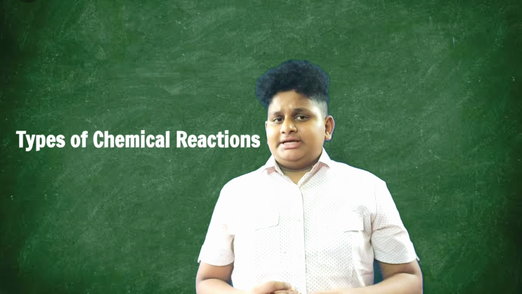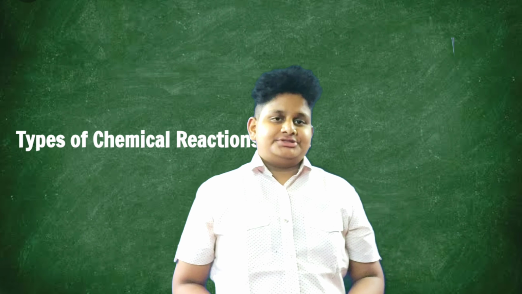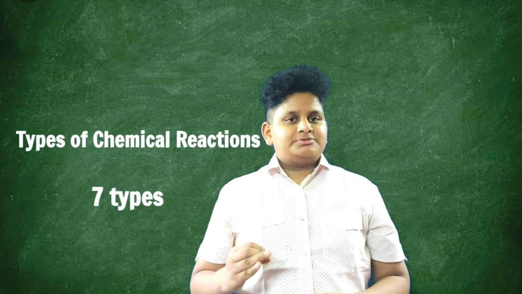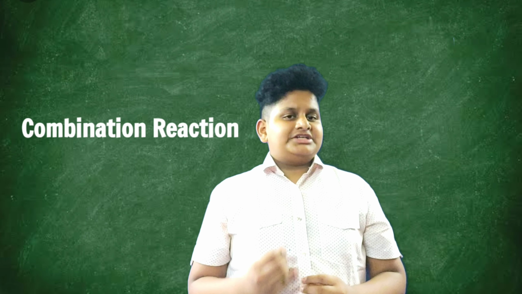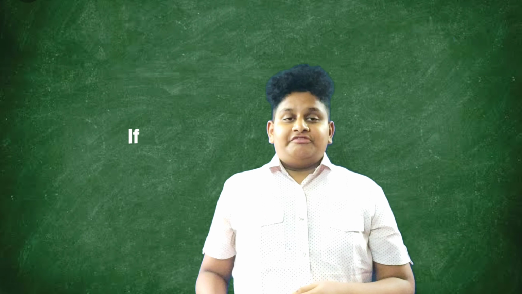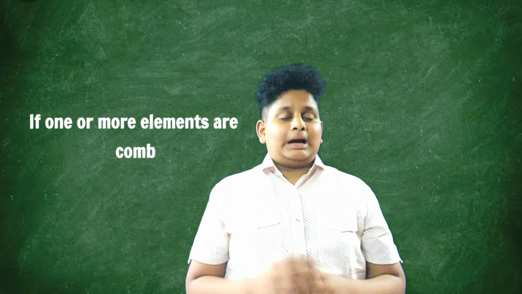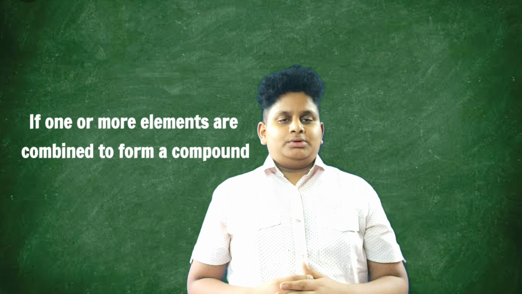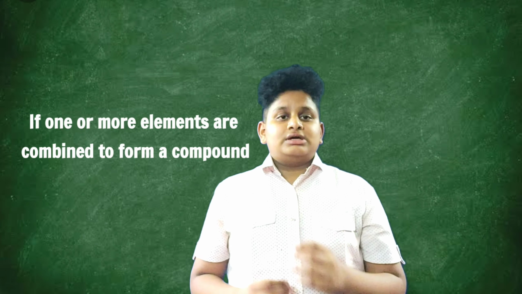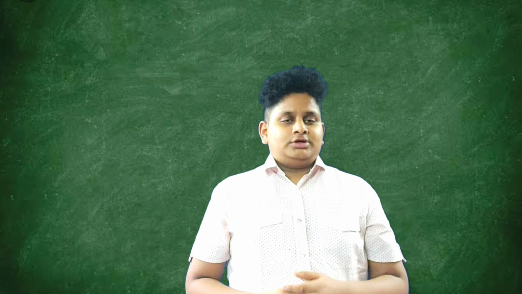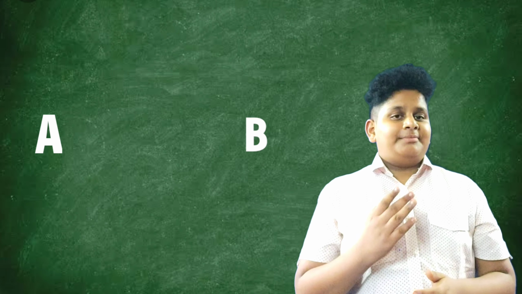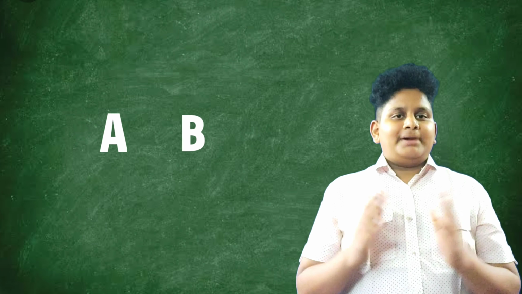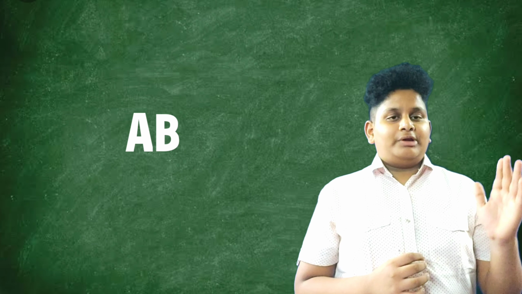Now let's see the types of chemical reactions. There are 7 types of chemical reactions. The first type is combination reaction. If two or more elements combine to form a new compound, then it is known as a combination reaction. For example, if you take an element A and element B and combine them, they form a compound AB.